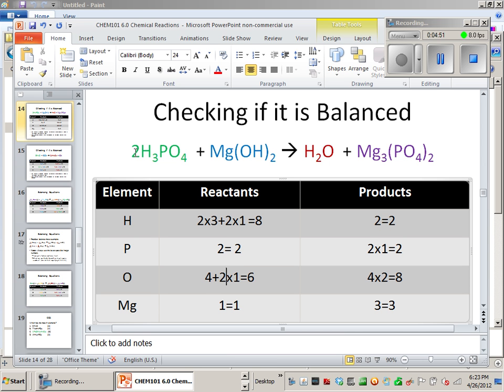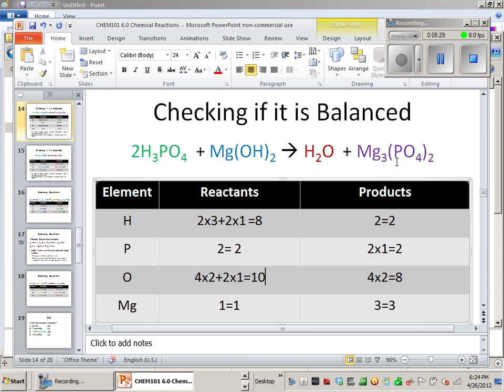And the oxygens have changed too. I've increased the number of oxygens. Instead of just being 4 times 1, it's 4 times 2. So that's 6. Nope, that is 10, right? Am I nuts? 8 from these guys and 2 from these guys, so that's 10. Magnesium stays the same. I haven't changed the number of magnesiums. So now the phosphoruses are balanced. A lot of other things are not balanced.